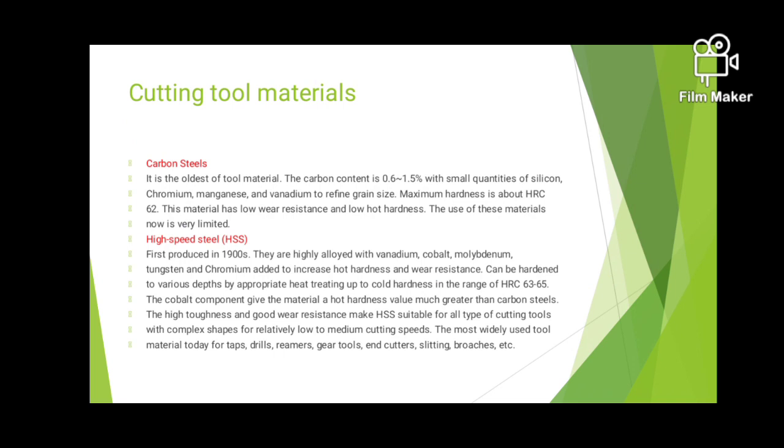It can be hardened to various depths by heat treating, up to a cold hardness in the range of HRC 63 to 65. The cobalt component gives the material a hardness value much greater than carbon steels. The high toughness and good wear resistance make HSS suitable for all types of cutting tools with complex shapes, for relatively low to medium cutting speeds. It is the most widely used tool material today for taps, drills, reamers, gear tools, cutters, and slotting broaches.